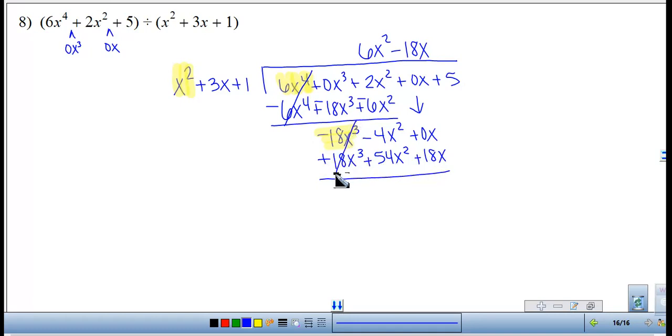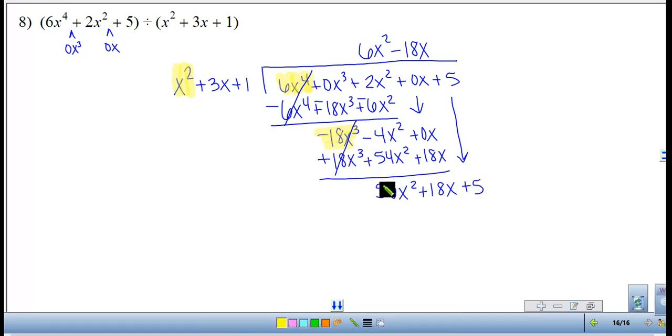The first one cancels, and then I get 50x squared plus 18x. Bring down the final term. Start the process over and only focus on the first term. How many times will x squared go into 50x squared? Positive 50.